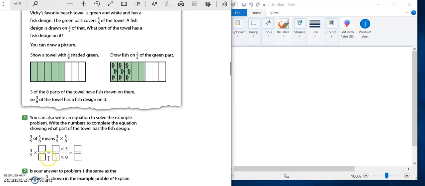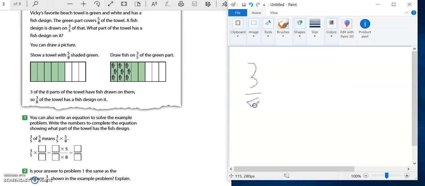So we can model that by saying, using our tools, that 3/5 times 5/8 equals 5/8 times 3/5. So in this first blank, it's going to be 5/8. In the second blank, it'll be 3/5. Okay, and if we multiply 3 times 5, we would get 15, and 5 times 8 would be 40. So our answer would be 15/40.